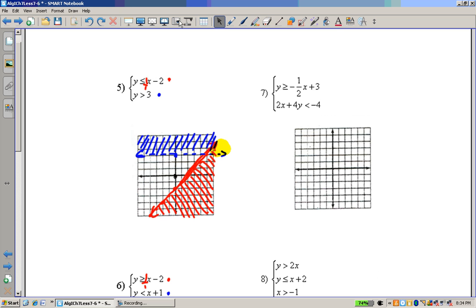Okay, number 7. You'll notice that for the red, it's ready to go. Blue's going to need a little bit of work, but you should be able to handle it. Go ahead and try it. Pause video, see how you do. Okay, let's see how you did.